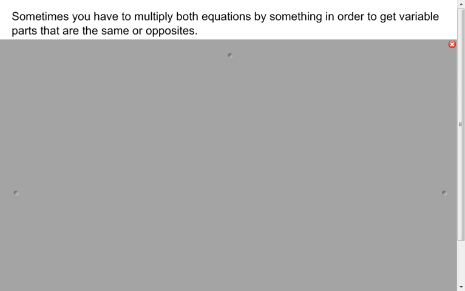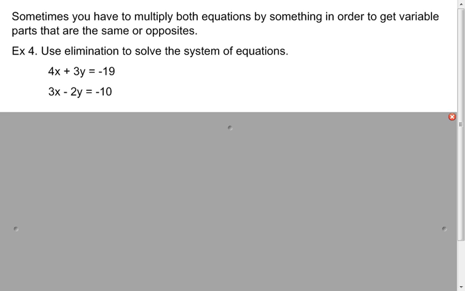Sometimes you can't just multiply one equation in order to get something that's the same or opposite. Sometimes you have to multiply both equations. This should kind of make you think of things like least common denominator. In this problem, is there anything I can multiply 3 by to get 4? No, there's not. Is there anything I can multiply 2 by to get 3? No, there's not. So I'm going to have to multiply both equations.